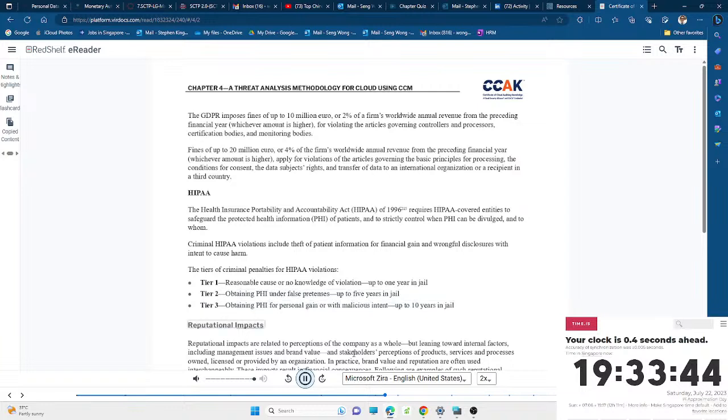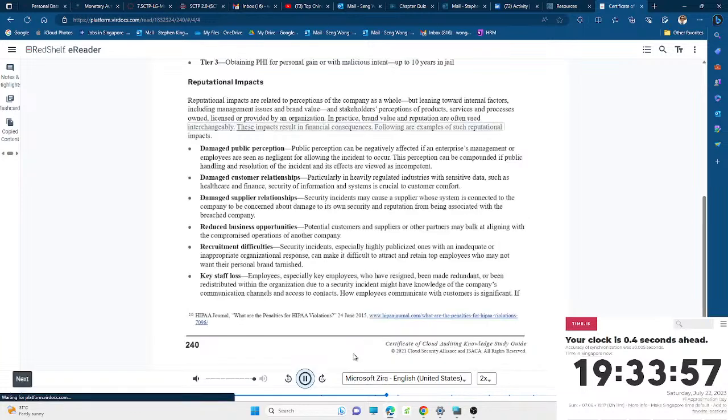Reputational impacts are related to perceptions of the company as a whole but leaning toward internal factors, including management issues and brand value and stakeholders' perceptions of products, services, and processes owned, licensed or provided by an organization. In practice, brand value and reputation are often used interchangeably. These impacts result in financial consequences. Following are examples of such reputational impacts. Damaged public perception. Public perception can be negatively affected if an enterprise's management or employees are seen as negligent for allowing the incident to occur.